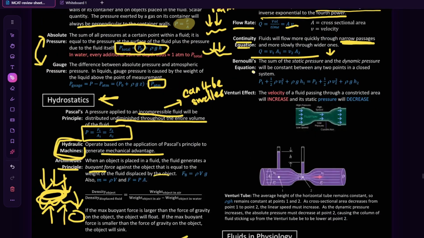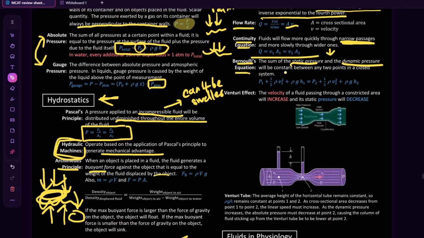Anyway, I'm a little bit tired, but let's move on to Bernoulli's equation. Sorry. This is a famous idea. It says that as a fluid moves through a closed system, we already reviewed closed systems, right, the sum of its static pressure, the regular pressure sitting in the fluid, and its dynamic pressure, which is related to motion and speed, plus height, stays constant at any 2 points along the flow.